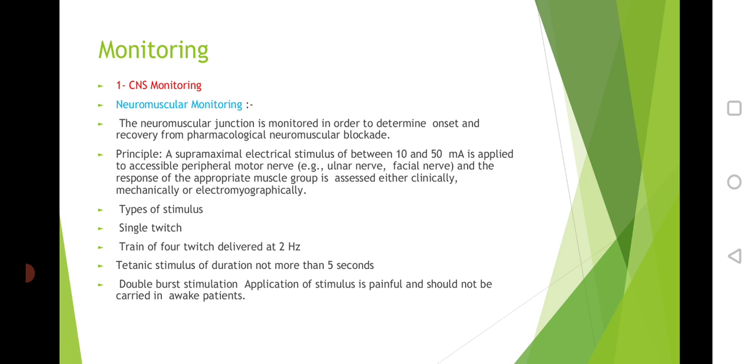Monitoring. CNS monitoring. Neuromuscular monitoring. The neuromuscular junction is monitored in order to determine onset and recovery from pharmacological neuromuscular blockade. Principle: a supramaximal electrical stimulus of between 10 to 15 milliampere is applied to an accessible peripheral motor nerve, for example ulnar nerve or facial nerve, and the response of the appropriate muscle group is assessed either clinically, mechanically, or electromyographically. Type of stimulus: single twitch or train of 4 twitch delivered at 2 Hz. Tetanic stimulus of duration not more than 5 seconds. Double burst stimulation. Application of stimulation is painful and should not be carried out in outpatients.